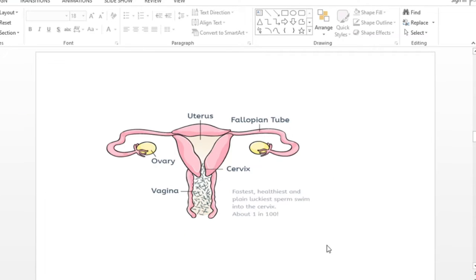The first step of reproduction is sexual intercourse. In this step, the vagina of the female reproductive system receives sperms from the male through the penis. Here in this picture, you can see millions of sperms in the vagina. Now, let us see the process of fertilization in a 3D animation video.